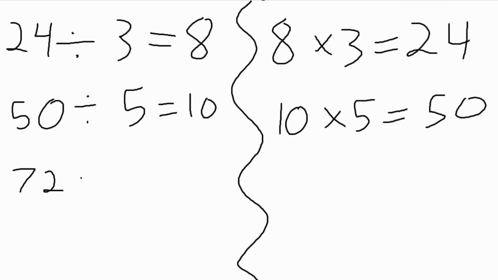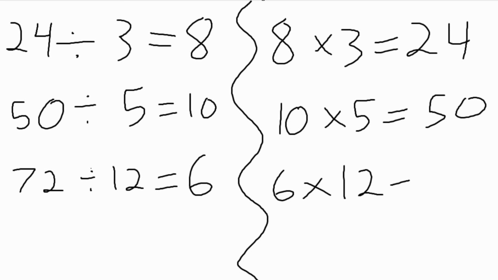Let's say we have 72. What's 72 divided by 12? 72 divided by 12 gets us 6. So we're going to take our 12 and our 6, multiply them. That's going to get us 72. All right, it's that simple.